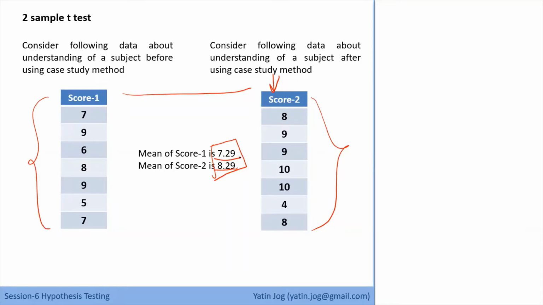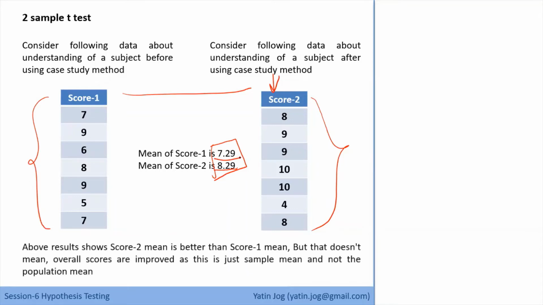That means I'm going to do the hypothesis testing. Fine. So the above result shows score 2 mean is better than score 1 mean. But that doesn't mean that overall scores are improved, as this is just a sample mean and not the population mean. This may be a true case only for these two scores. But if I consider the whole population, if I use the case study method at all those locations in all those classes, I may get a different situation in different classes. I am not sure. So I need to do the hypothesis testing to check my basic assumption that the case study method has some effect or not.